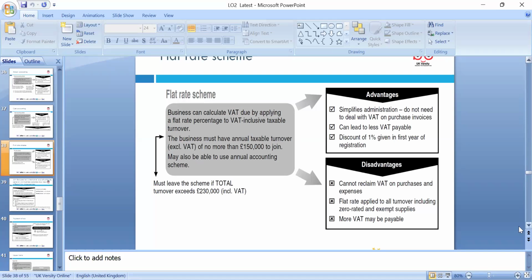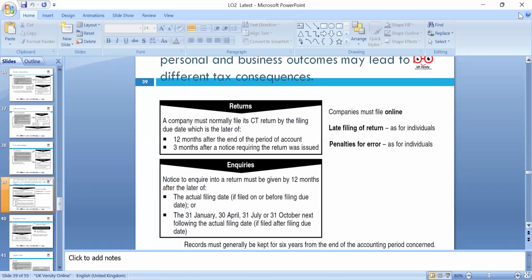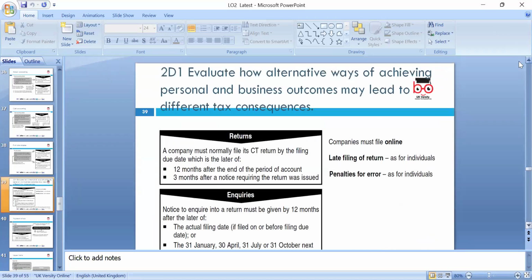So that's the benefit, and then we can look around if you want to go through the distinction criteria, evaluate the alternative ways of achieving the personal and the business outcome, which may lead to different consequences. The company must normally file and submit their tax return for corporation tax within 12 months after the end of the period, and 3 months after the notice requiring the return was issued. So if late, there will be a penalty for individuals as well as businesses.